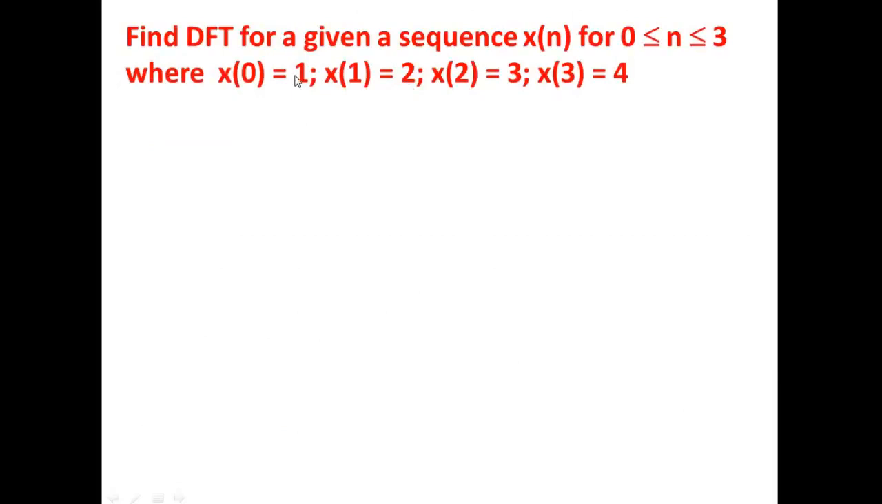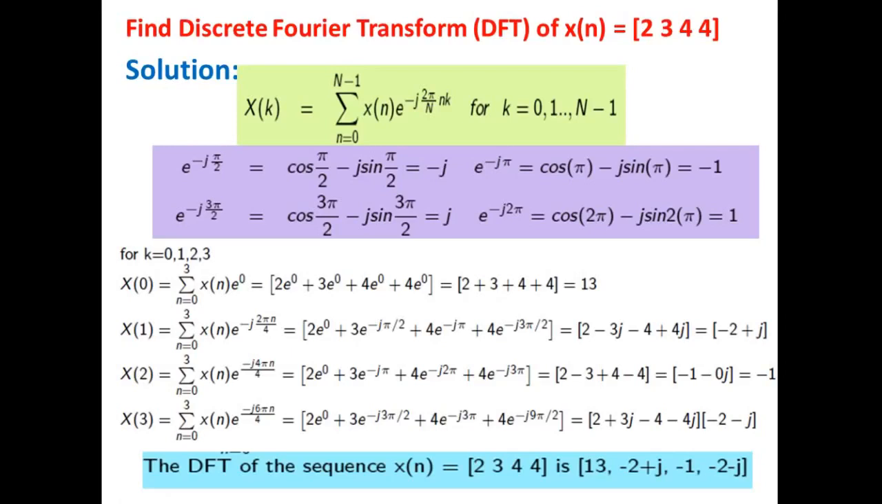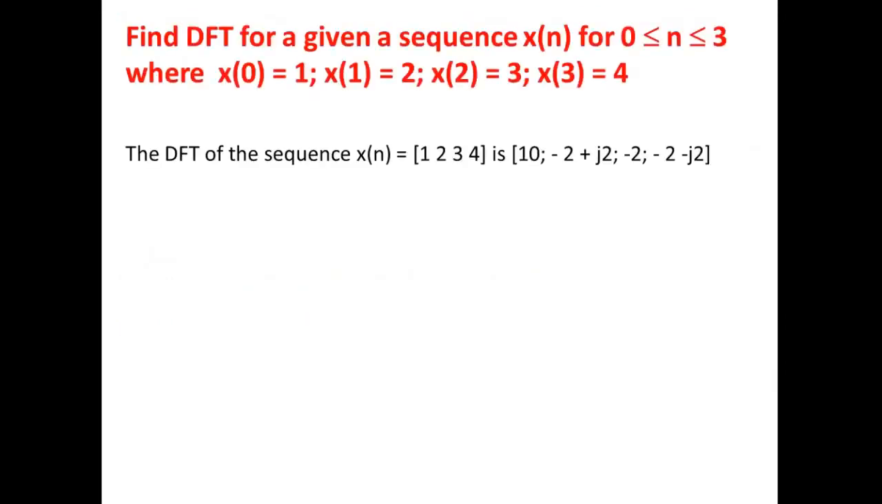In the second problem also they have given the sequence. We have to find the DFT for the sequence x of n, where n varies from 0 to 3. So capital N will be 4, and they have given the values of x of n as 1, 2, 3 and 4. Using the same procedure we used in the previous problem, we can solve this problem, and after solving we get the answer DFT X of k as 10, minus 2 plus j2, minus 2, minus 2 minus j2. So this is the homework problem.